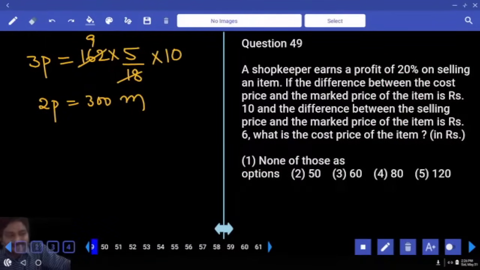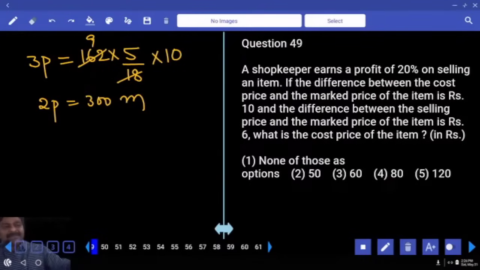A shopkeeper earns a profit of 20% on selling an item. If the difference between cost price and the market price of the item is 10 rupees and the difference between selling price and market price of the item is 6 rupees, what is the cost price of the item?